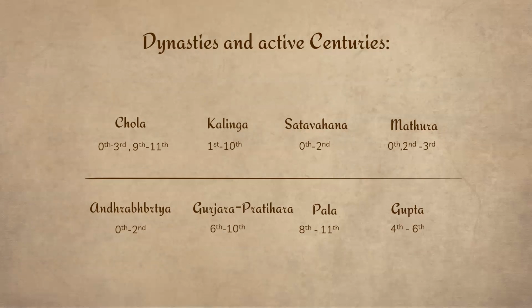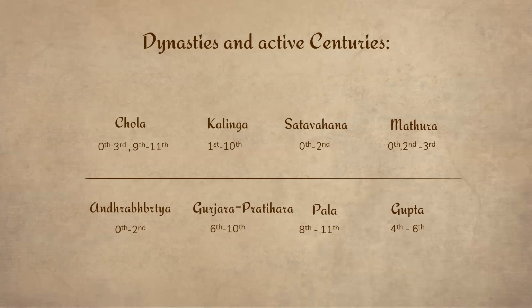So it's not like every dynasty has been there on the map throughout the 17 centuries for which we have got the data. Just like I've said, the Kalinga dynasty has been present from the 1st to 10th century, whereas the Chola dynasty is active from the 0th to 3rd century, and in the 4th, 5th, 6th, 7th, 8th, the Chola dynasty was never there, and it reappeared in the 9th until 11th century.